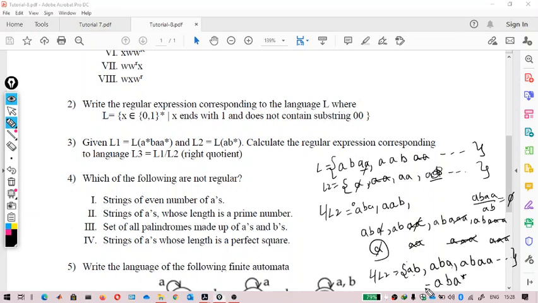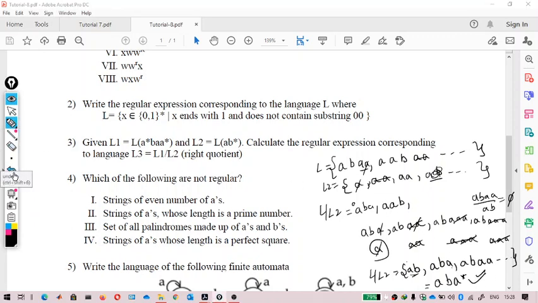Now the language that is becoming here, because in the previous one the compulsion of A is always there, but if I take a right quotient of it, the smallest thing that is possible by taking a right quotient is ABA. That is why I can raise it to the power of star. So the regular expression for L1 by L2 will be ABA star. Okay, so that will be the answer.